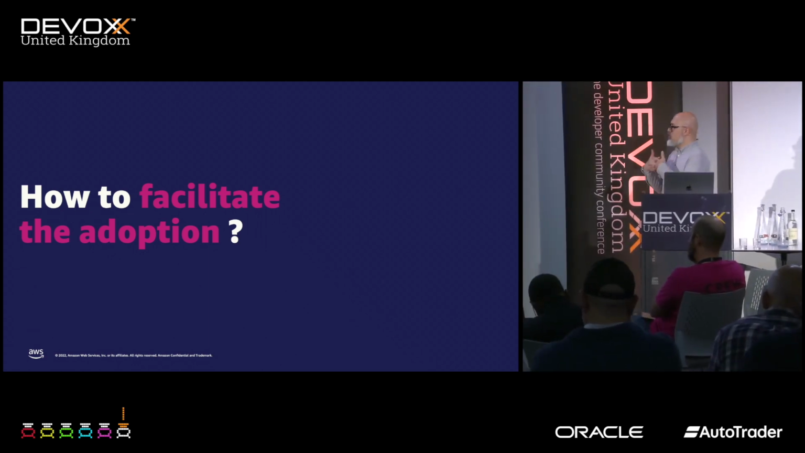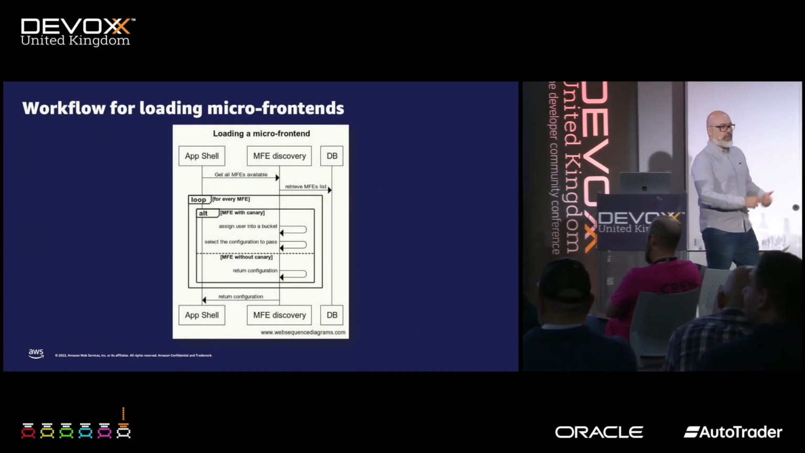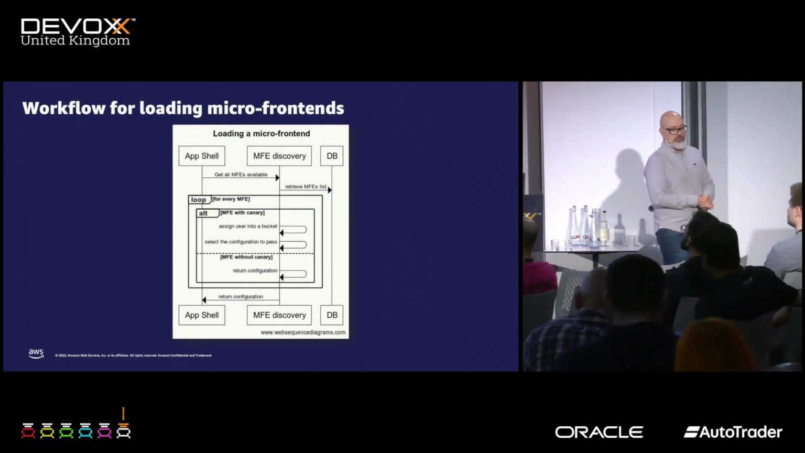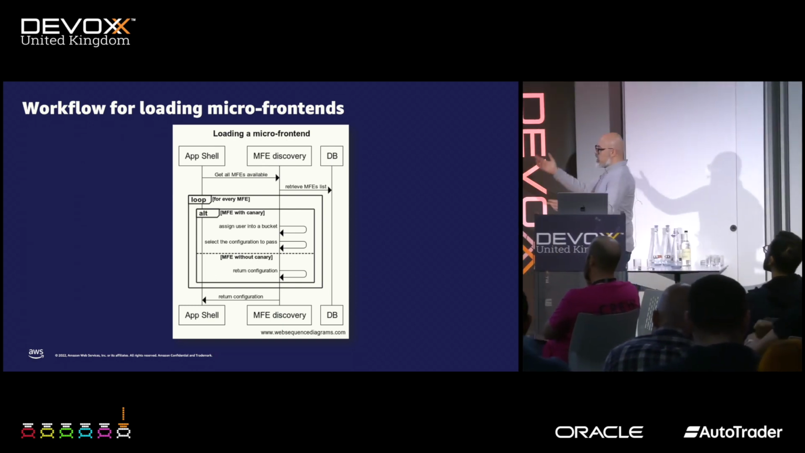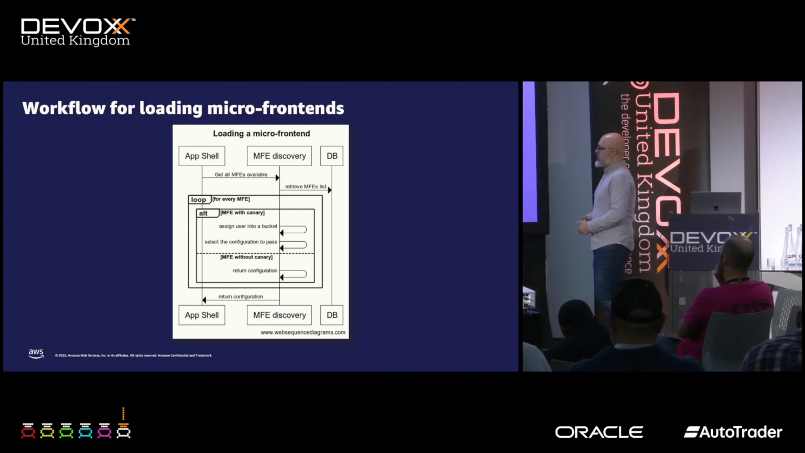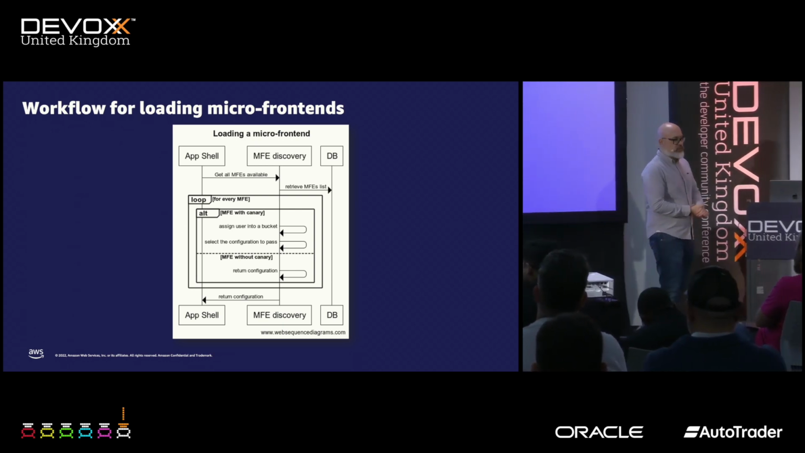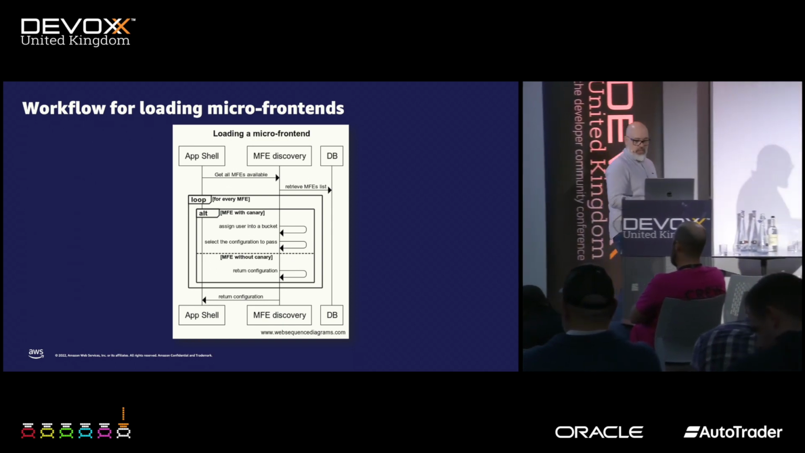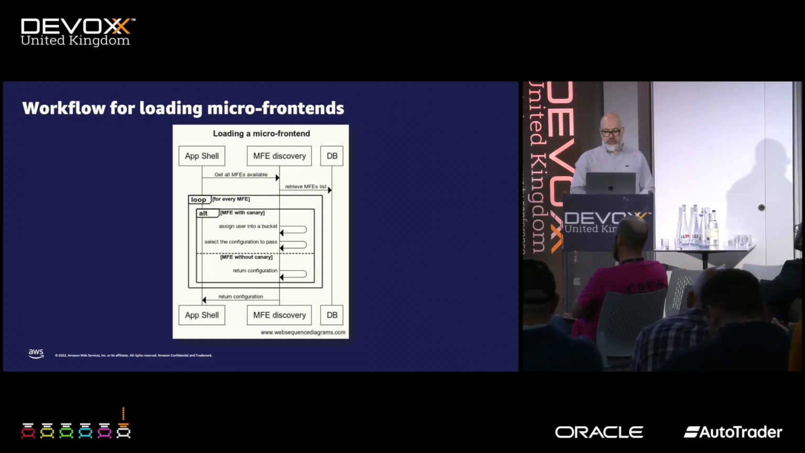Now, the other problem I have, because again, I said I want to facilitate the community. So how can we facilitate the adoption? Passionate about architecture, I started to say, okay, let's design a sequence diagram. So the sequence diagram works like that. I have an application shell, or it could be on the client, on the server, it doesn't matter. Then I request to a hypothetical service, this Microfrontends discovery, to give me the Microfrontends versions I need to load that are available to me.